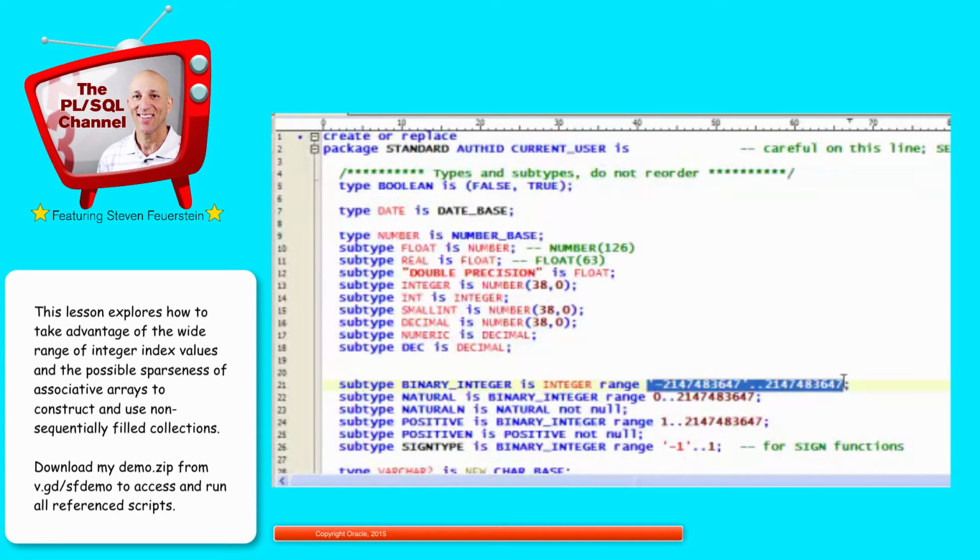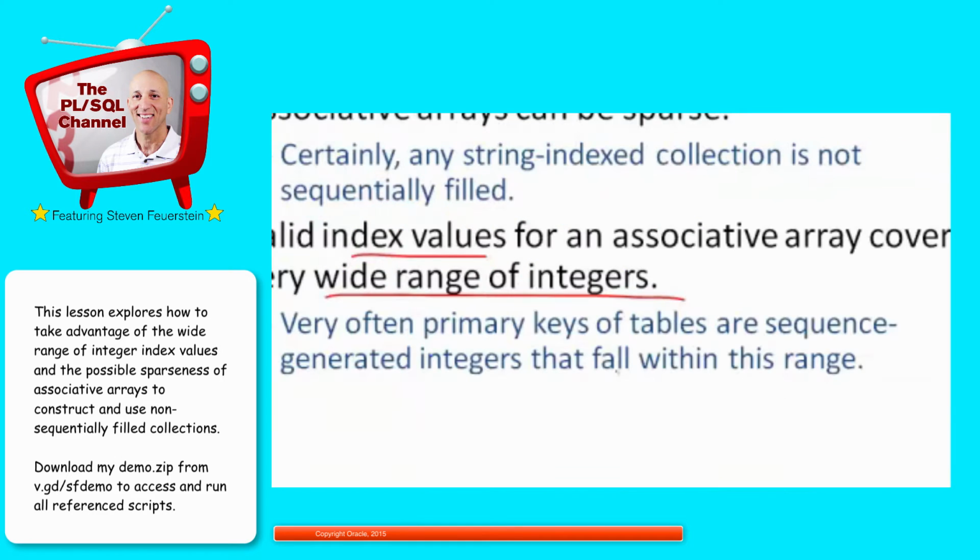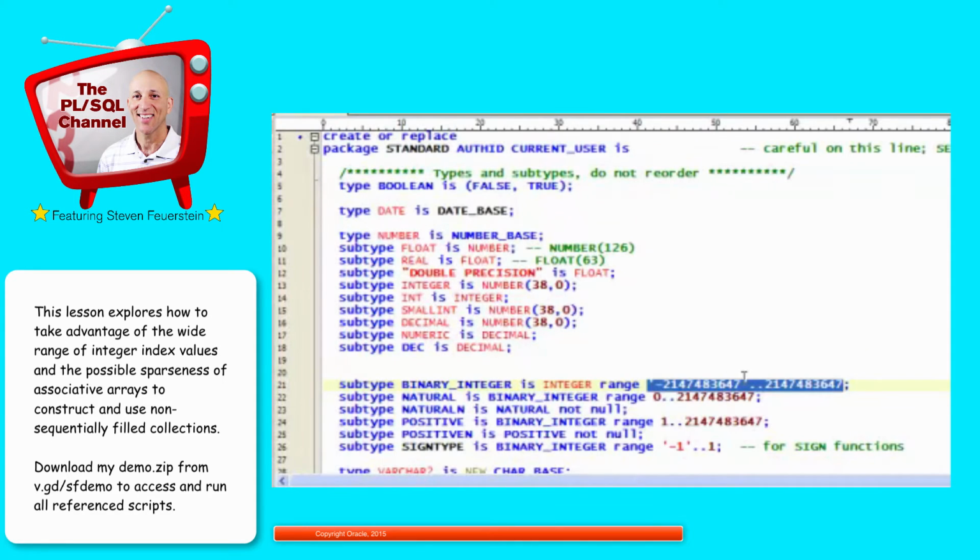Well, that's an awful lot of values. It's not unlimited, but it's an awful lot. And the main thing to notice here is that oftentimes primary keys in our tables are sequence-generated integers. That's very common in the Oracle world, and usually, not always, but usually, they will fall within this range. In other words, primary keys not exceeding 2 to the 31st minus 1.